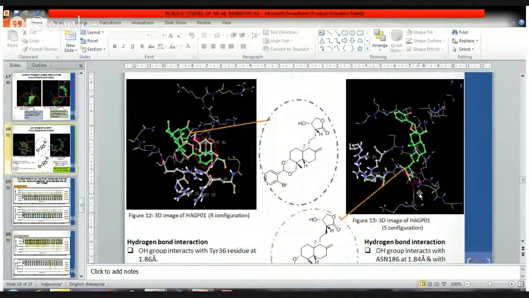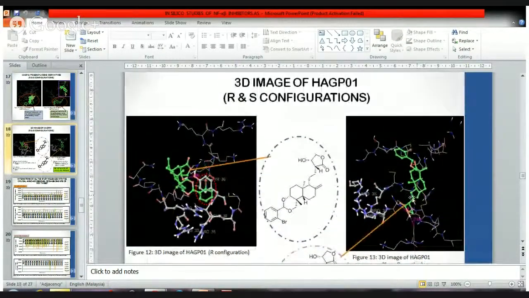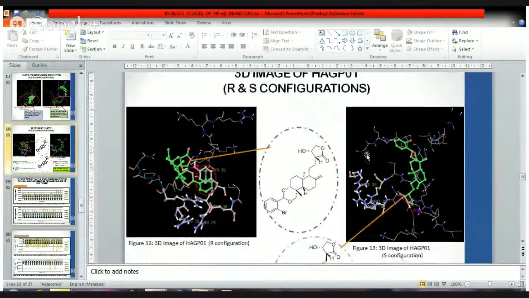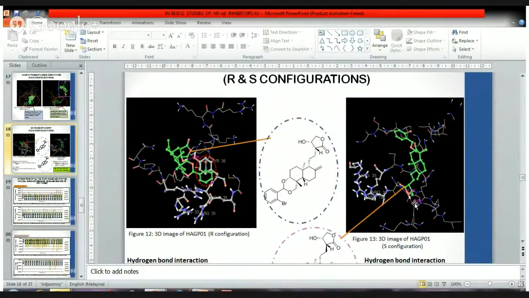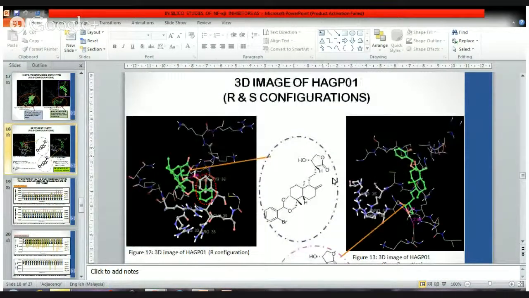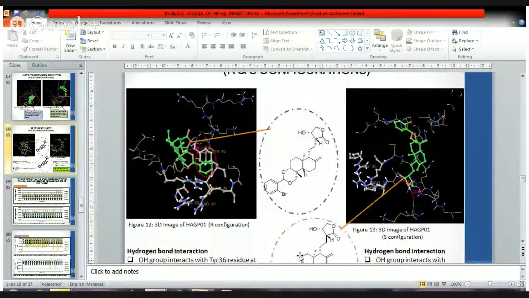Then next, this is one of the examples of the HAGP01 that I've selected, where we can see from figure 12, it shows the 3D image for the R configuration, and figure 13 is showing the S configuration. So this is basically the structure of the HAGP01 for R configuration, and the bottom one is for the S configuration. So first we'll be focusing on R configuration.